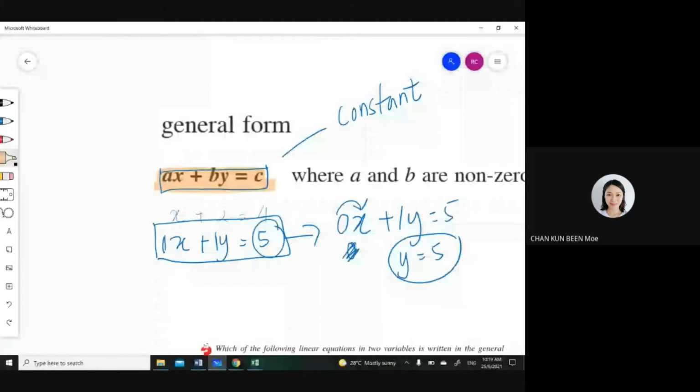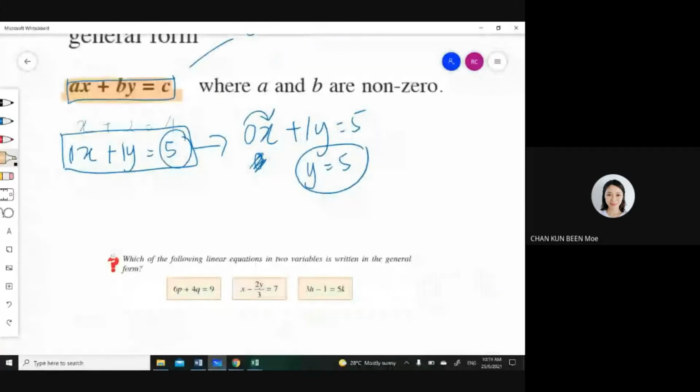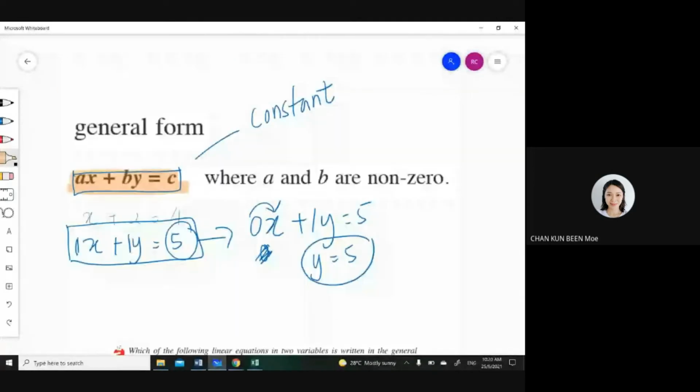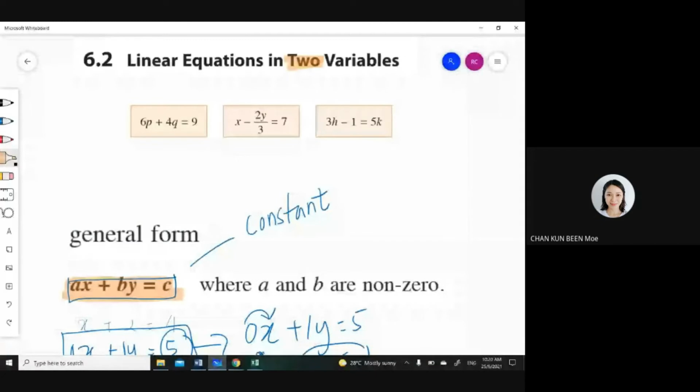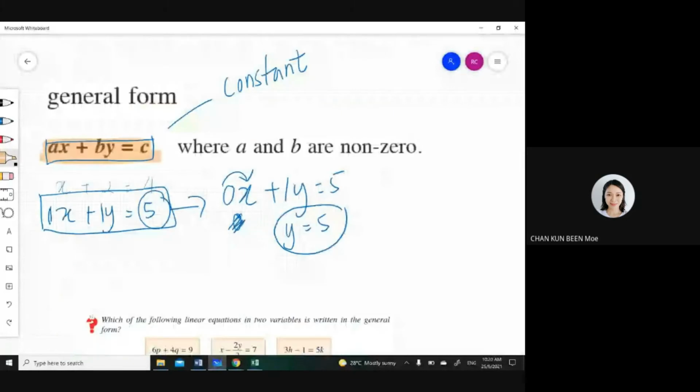Yes, correct. Very good. Why I asked you to memorize it is because later on we need to change all the equations into this format. So you can see, for example, the first one, this one. Yes, it is in the form of ax plus by equal to c. Ax, but then the by is at the back. So this one is not in the general form. Later on we are going to learn how to change it to general form.